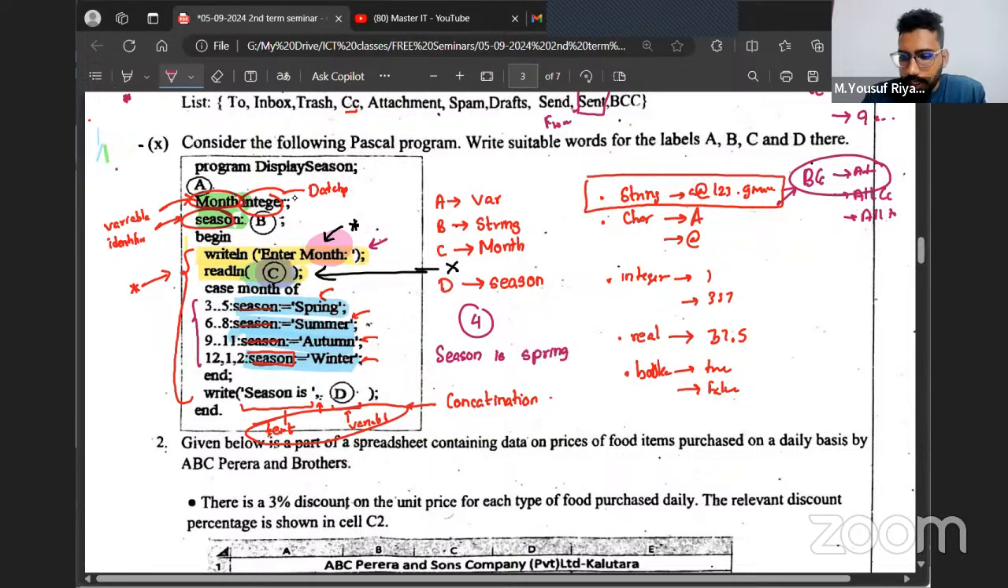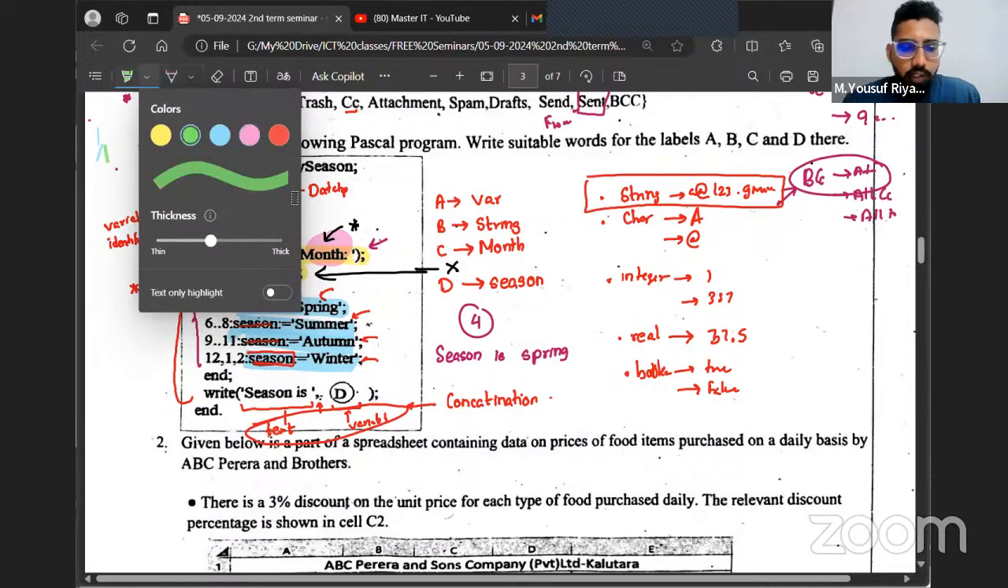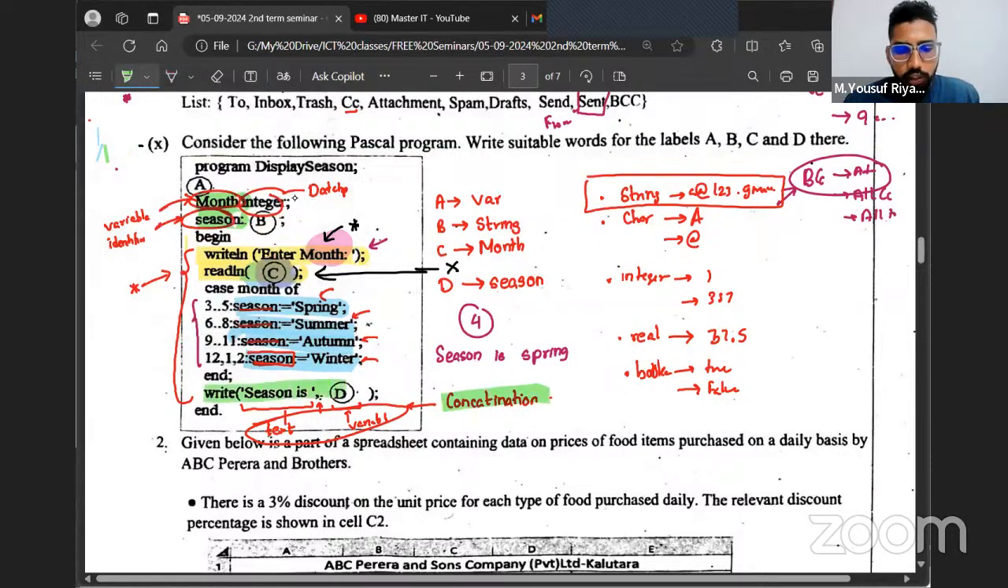Is concatenation in our syllabus? The word concatenation is not there, but the concept is used. They don't tell you that this is concatenation, but concatenation is being done.